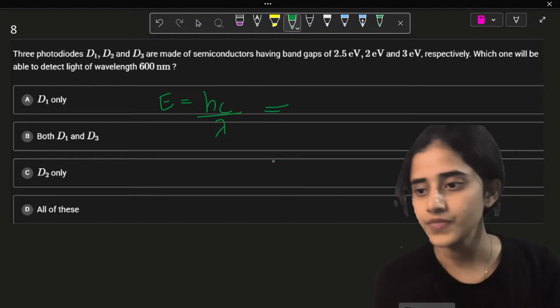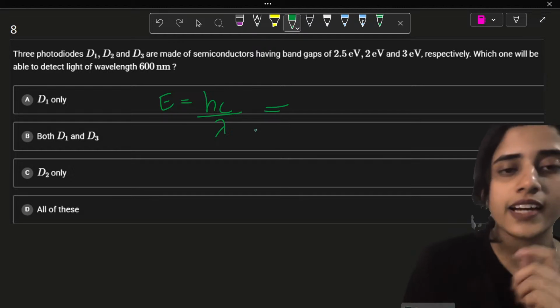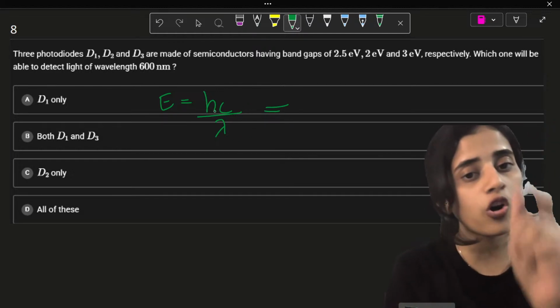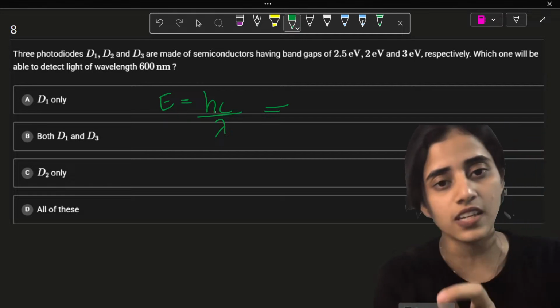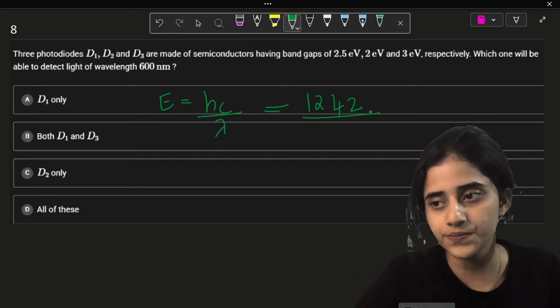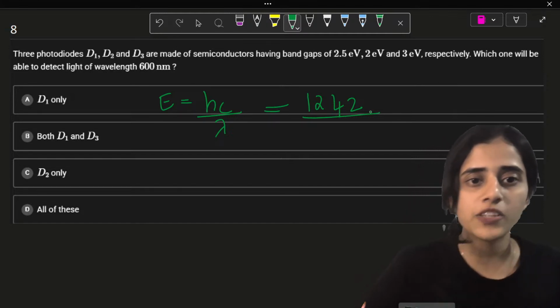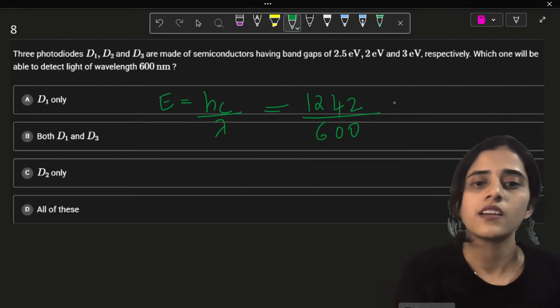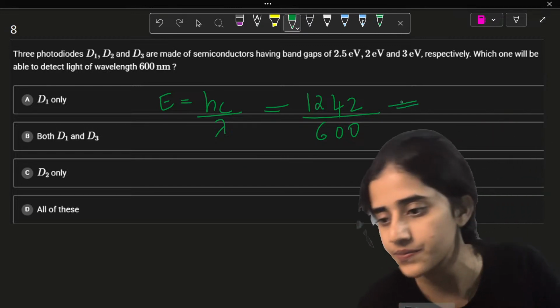Alright. E is equal to hc by lambda. It would be very good if all of you can learn the values of h and c by heart. H and c individually you know, but when you multiply h and c, you will get 1242. Okay? So you have to know that. And how much is your wavelength? 600 nanometers. Now do it. What are you going to get?